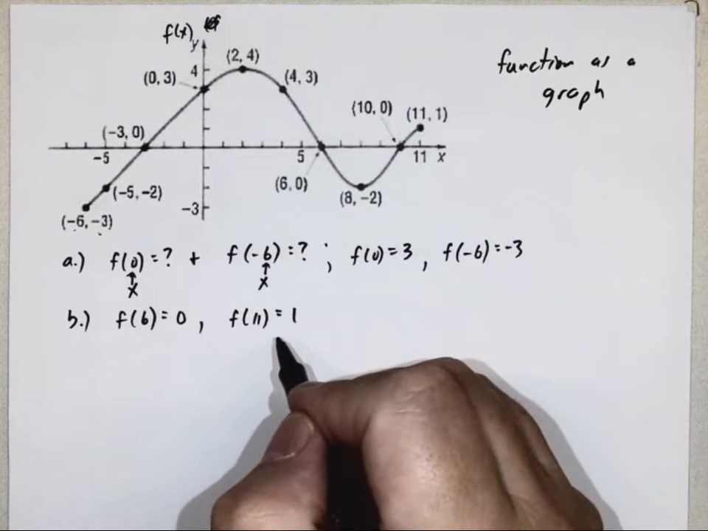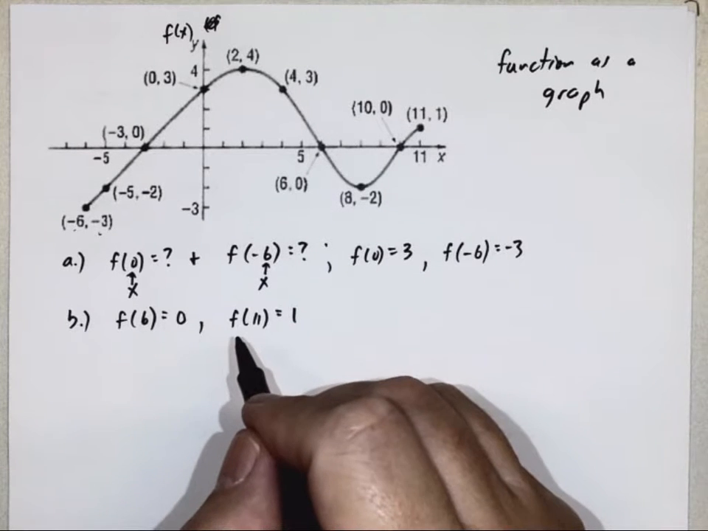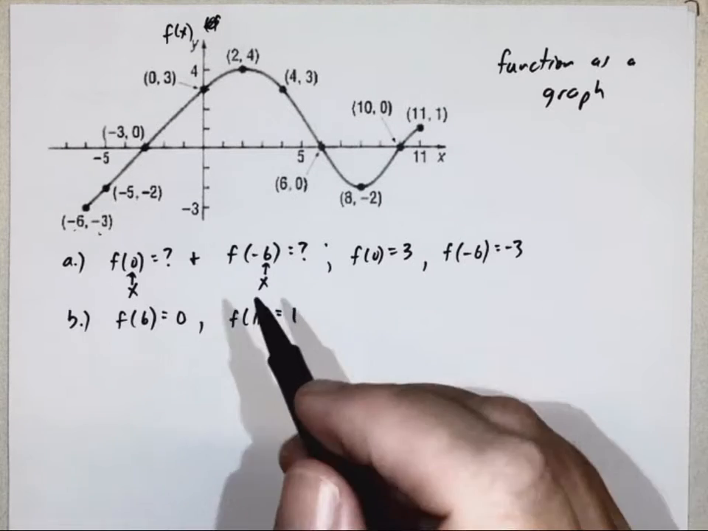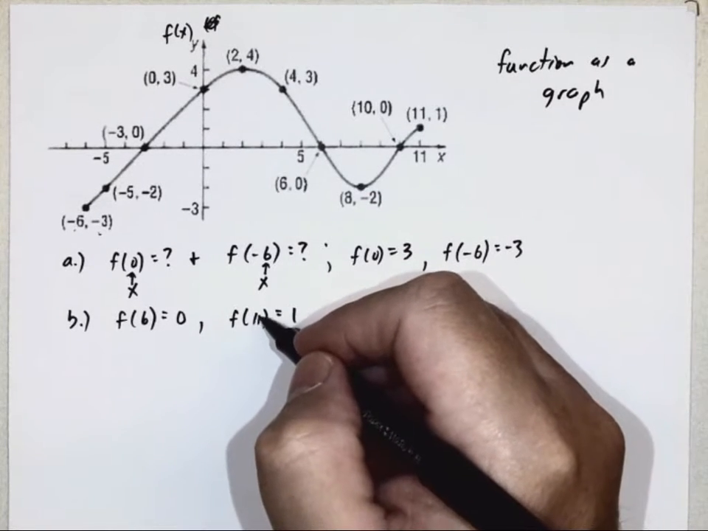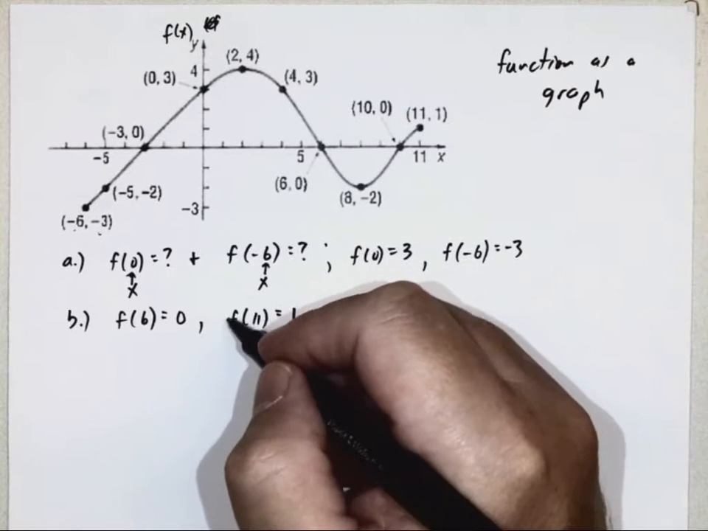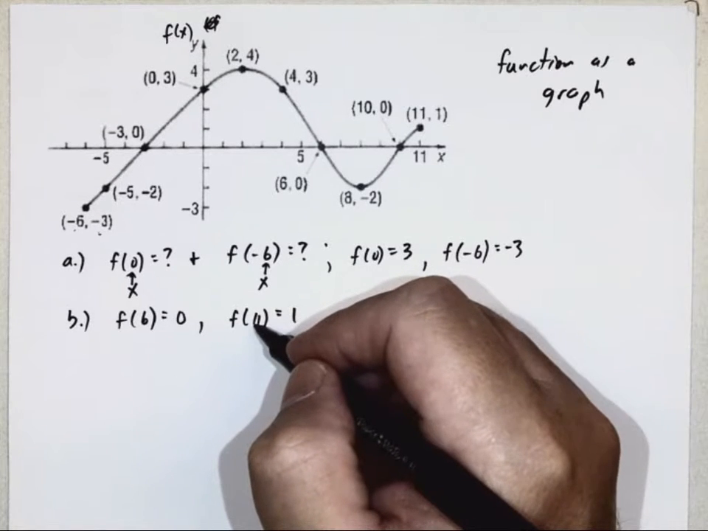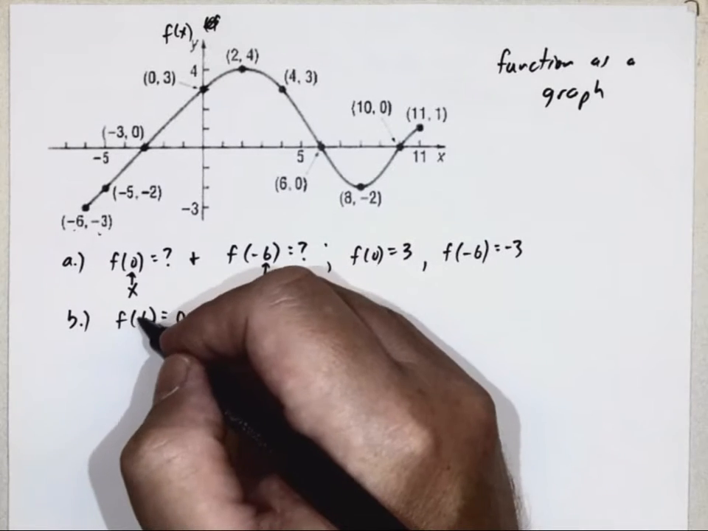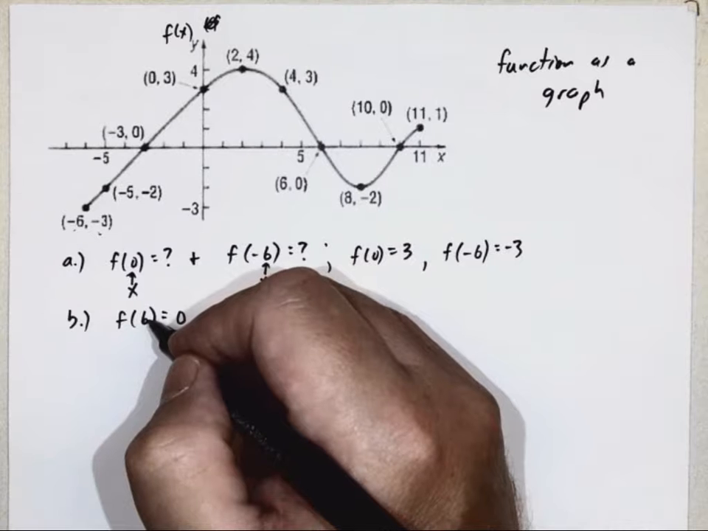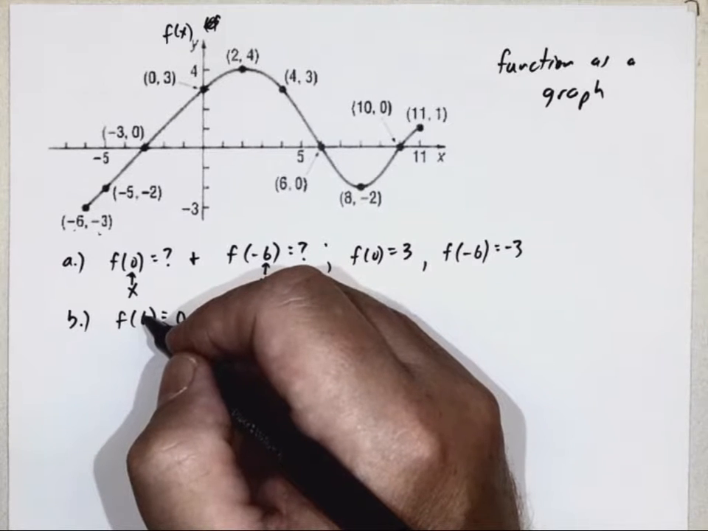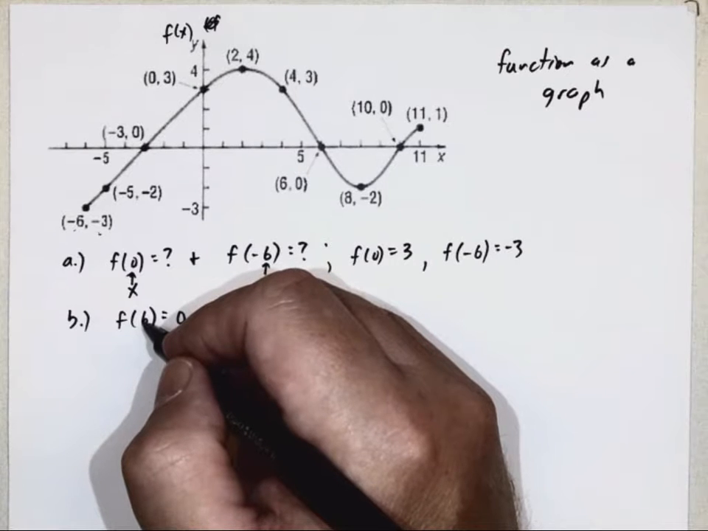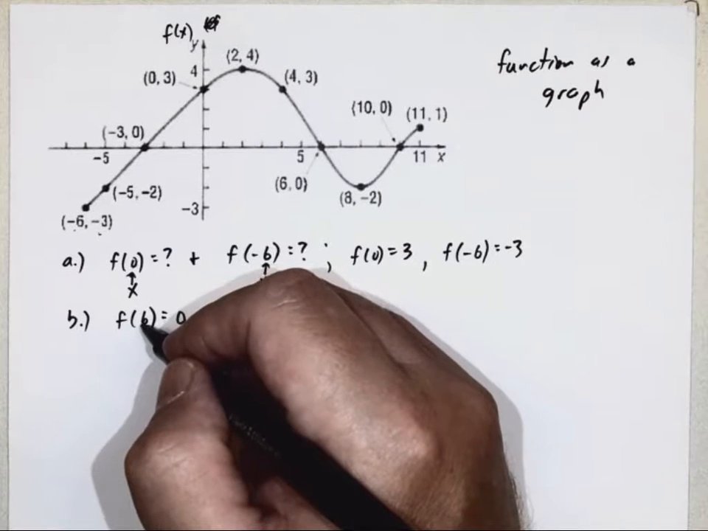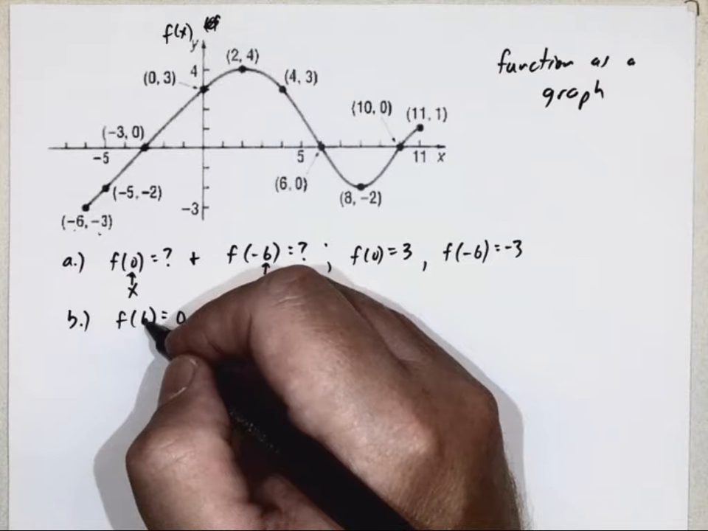So for these first two examples, you'll oftentimes hear them use this kind of wording. What's the value of the function when x equals 11? That's what f of 11 means. Sometimes they'll say, like this one, f of 6 equals 0. They'll say, what's the value of the function at 6? In a sense, what they're saying is, what's the value of the function when x equals 6?